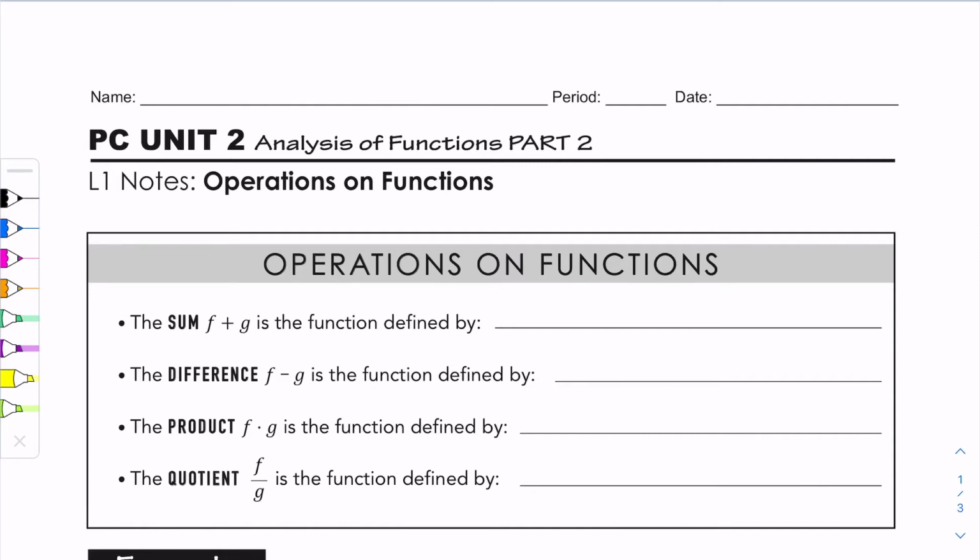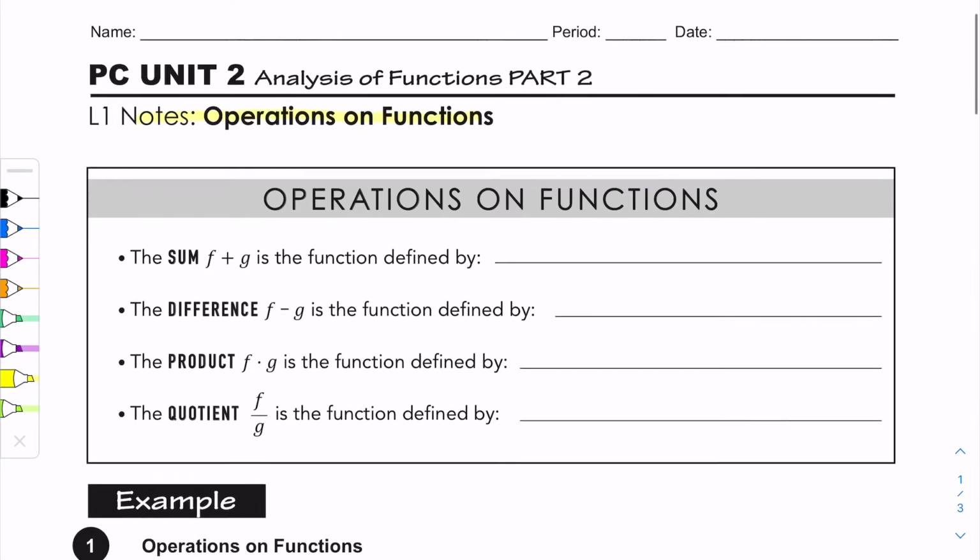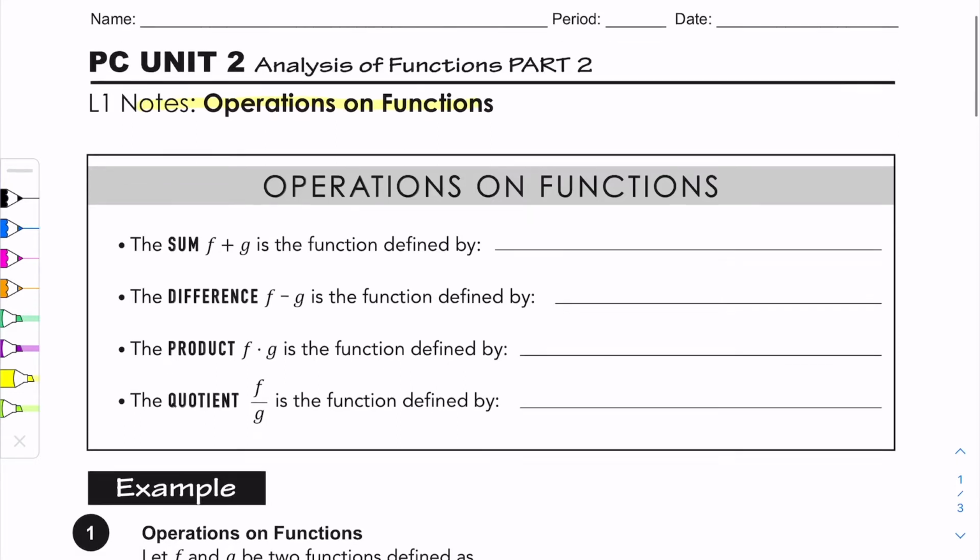Today's the first lesson of Unit 2. Unit 2 is a continuation of functions, so we're still looking at different functions and what we can do with them. So Lesson 1 is on operations, and there's 4 operations we're going to go through. We're going to talk about the sum, which is addition, difference or subtraction, product, which is multiplication, and the quotient, which is division.